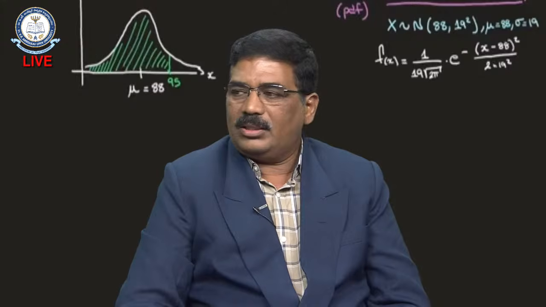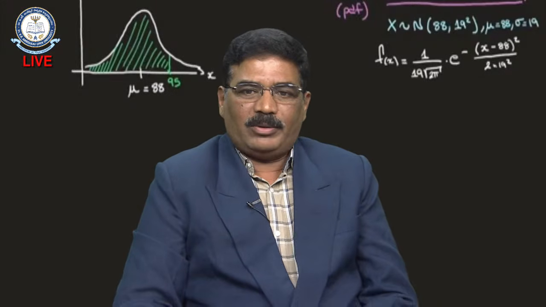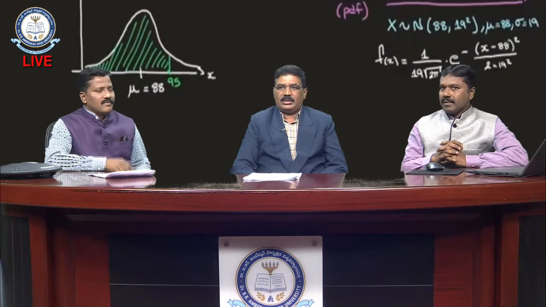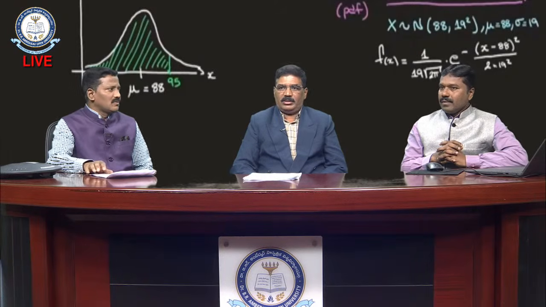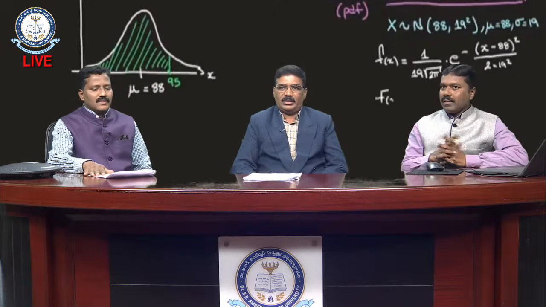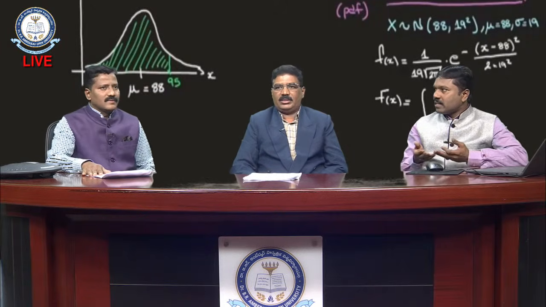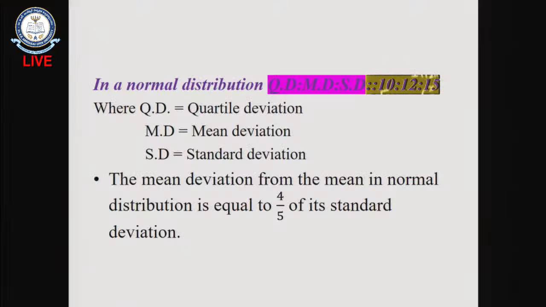The mean deviation is 4 by 5 sigma, the quartile deviation is 2 by 3 sigma, and the standard deviation is sigma. When you calculate the ratio, it is 10:12:15. These three parameters, quartile deviation, mean deviation and standard deviation, play a vital role in the estimation of parameters.